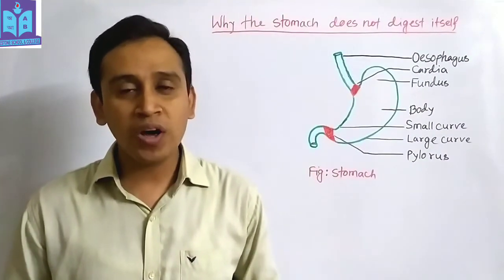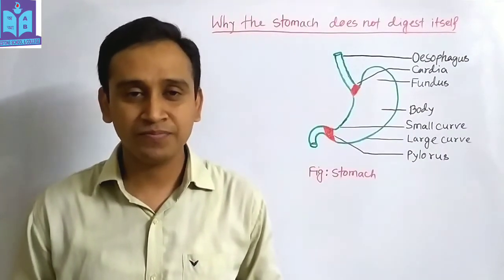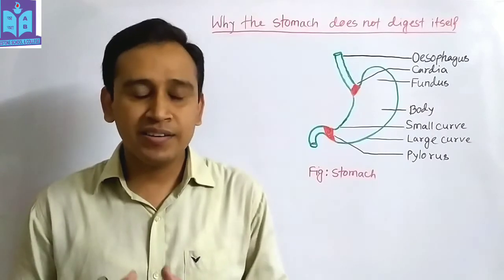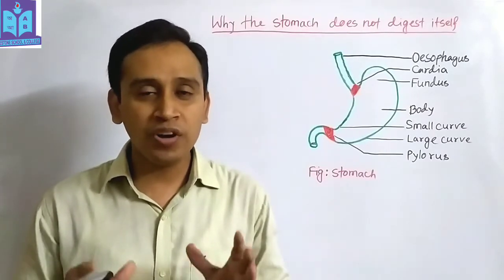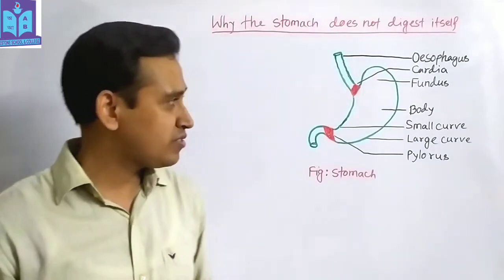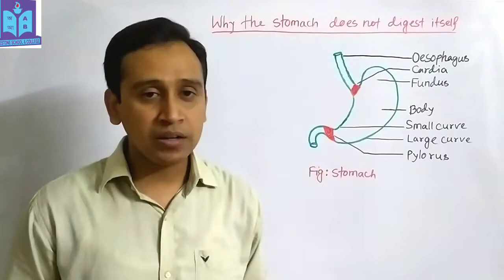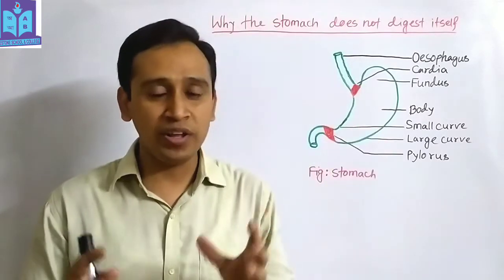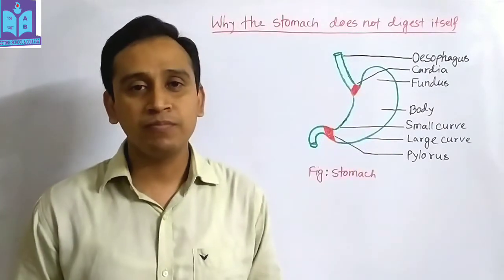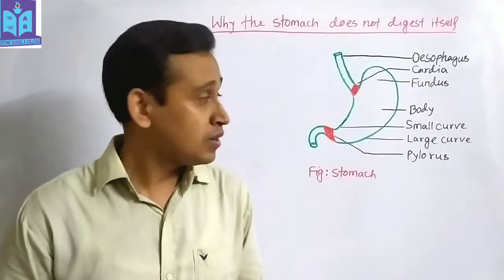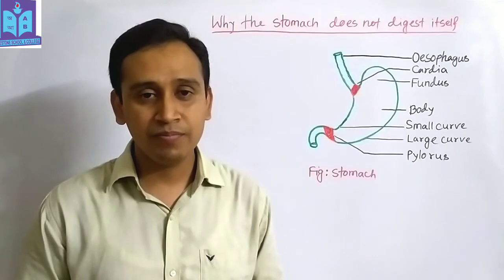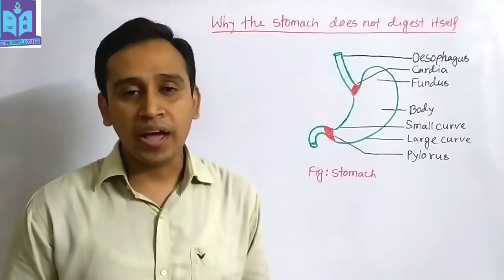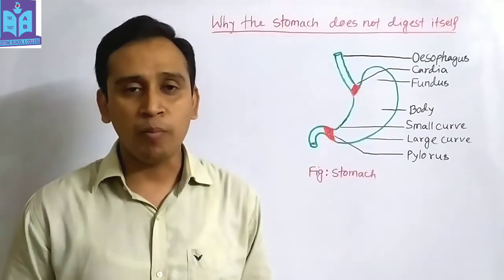Dear learners, one question may have already arisen in your mind. The stomach digests the complex protein substances, but why doesn't it digest itself? There are four reasons behind it. The first one is the inner wall of stomach is covered by a deep layer of mucus. So the enzymes and the hydrochloric acid cannot act on the cells of stomach. Number two, the enzymes are secreted from the gastric gland in inactive condition. So these inactive enzymes cannot act on the cells of stomach.